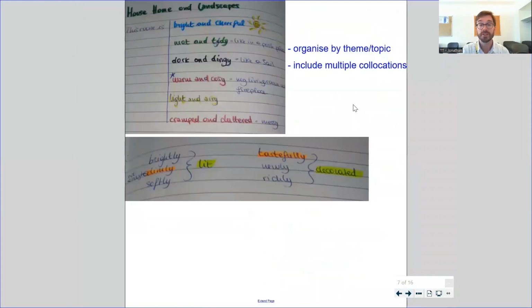Here are a couple more pages. Again, we can see color. We can see it's organized this time by theme or topic. So these are all ways of describing different places: bright and cheerful, neat and tidy, dark and dingy. Again, we've got the color scheme happening. Multiple collocations, so a variety of adjectives here with these nouns. Or adverbs and adjectives: tastefully decorated, newly decorated, richly decorated, brightly lit, dimly lit, softly lit. Yeah.